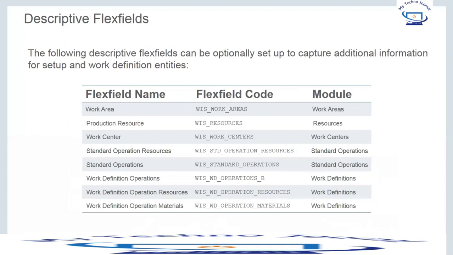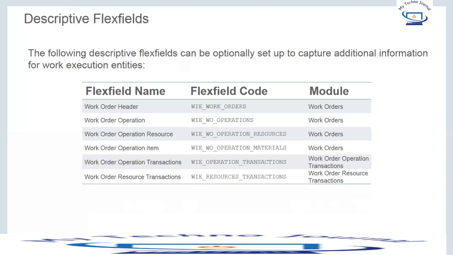Certain DFFs are available on areas like work area, production resource, work center, standard operation resource, standard operations, work definition operations, work definition operation resource, and work definition operation materials. As you know, if for a particular page you want to capture some additional information which you cannot capture in the standard fields, you can enable these DFFs at the respective pages and key in the information for your information sake to take it forward. You just have to enable these DFFs so that you can use them.